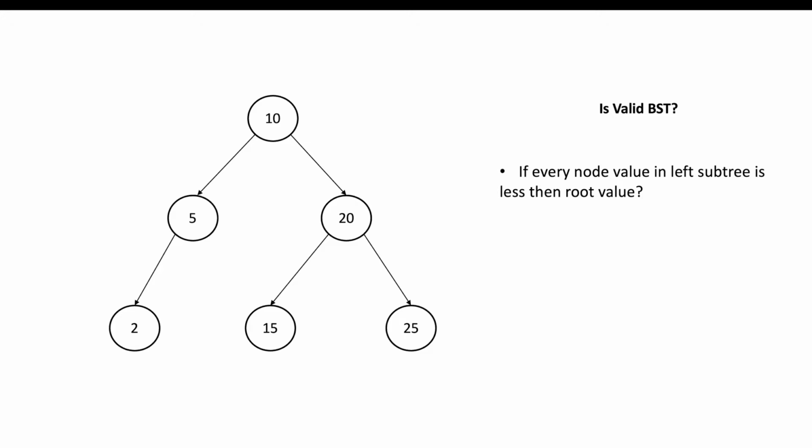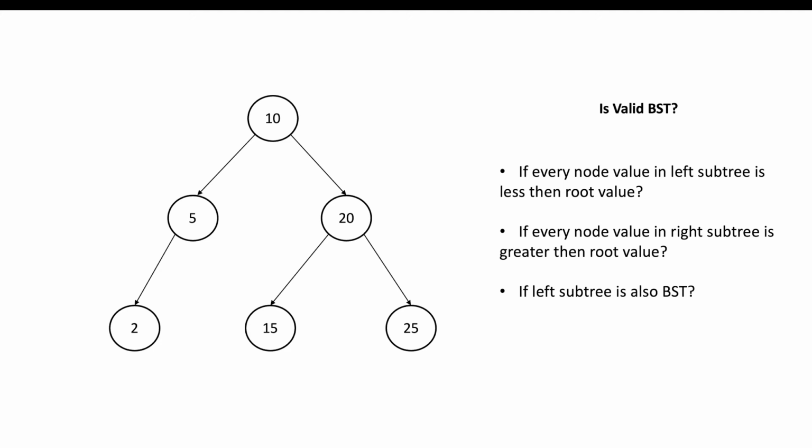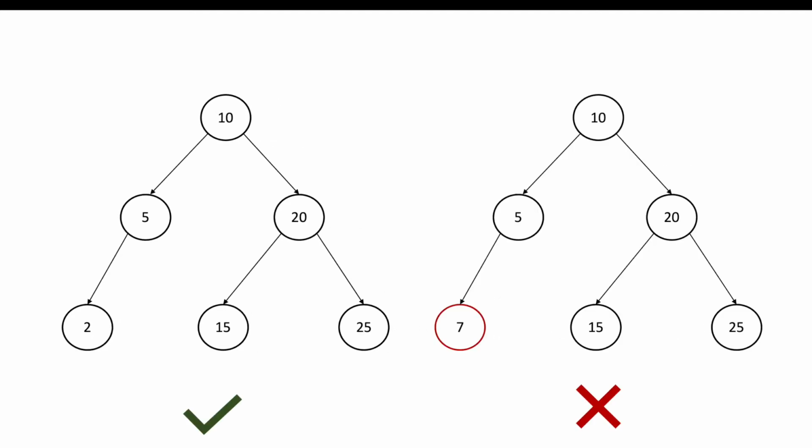First, every node value in the left subtree is less than the root node value. Second, every node value in the right subtree is greater than the root node value. Third, the left subtree is also a BST, and fourth, the right subtree is also a BST. In this example, this is a valid BST because every node value in the left of the tree is lesser than the root node, and every node value in the right subtree is greater than the root node.